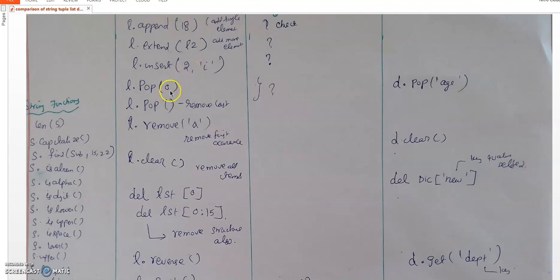Okay, then pop. If I'm passing it without a parameter, the pop will remove the last element of the list. Pop(0) means we can pass the index position also. Then remove means it will remove the first occurrence of the particular character. The remaining occurrences will be left as such. Then clear means it will clear all the items present in the list.